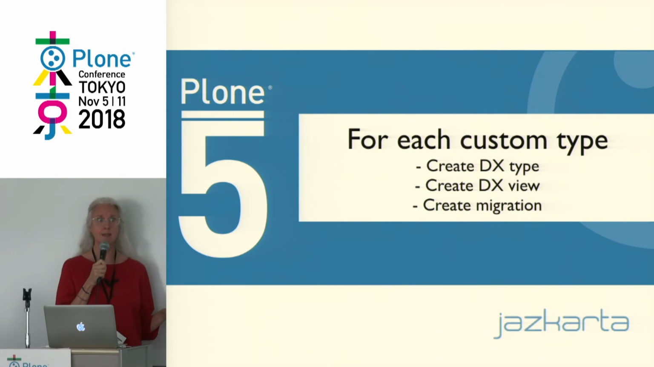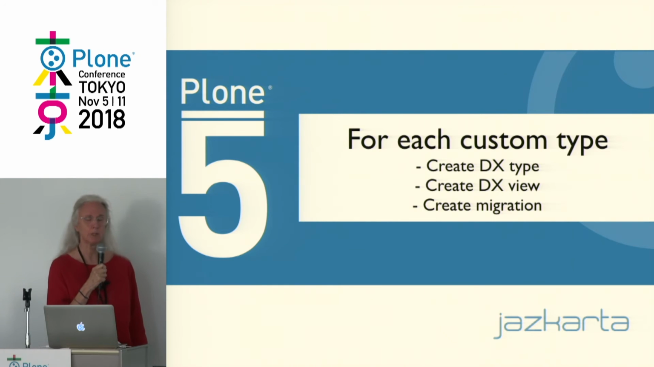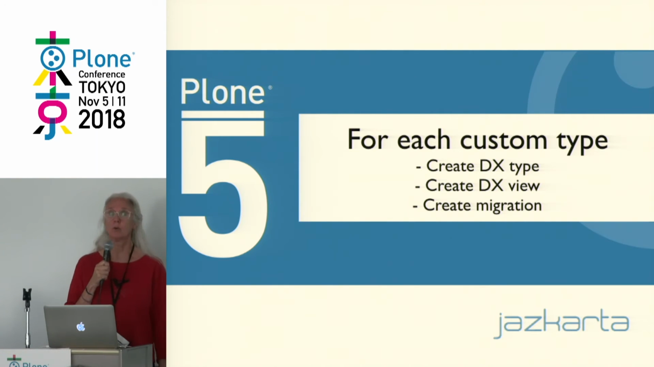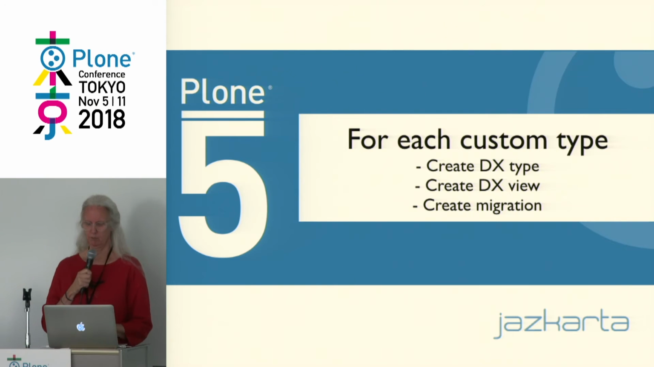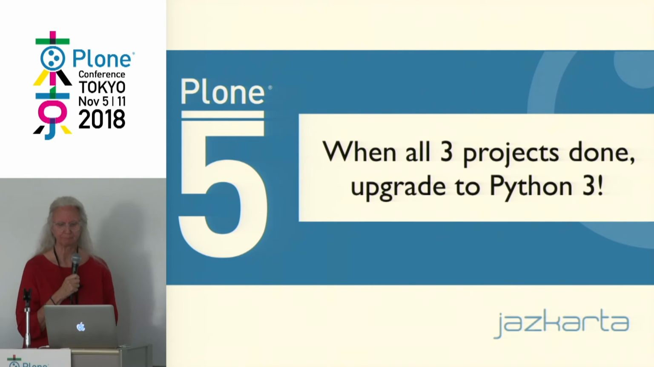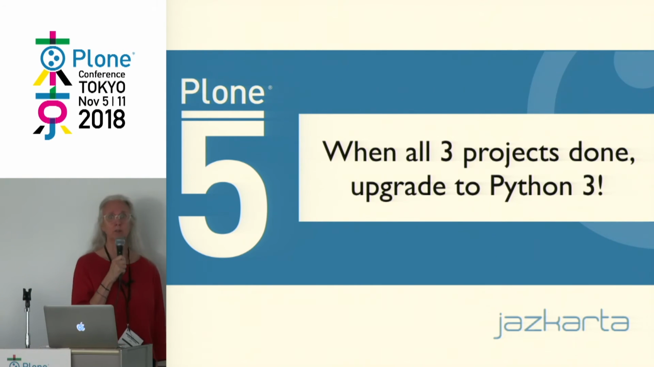This is a great time if your client or your organization wants a few tweaks to the metadata, the attributes, whatever, on your types, or the way they look. This is a great time to make those changes, because you're going to have to get in there and write a new thing anyway, so it's a good time to change those attributes or make whatever changes you want at that point. And then when all those three things are done, you can upgrade to Python 3.